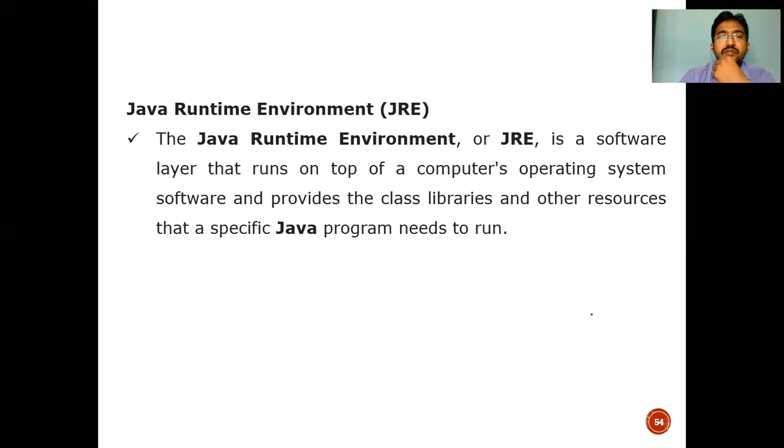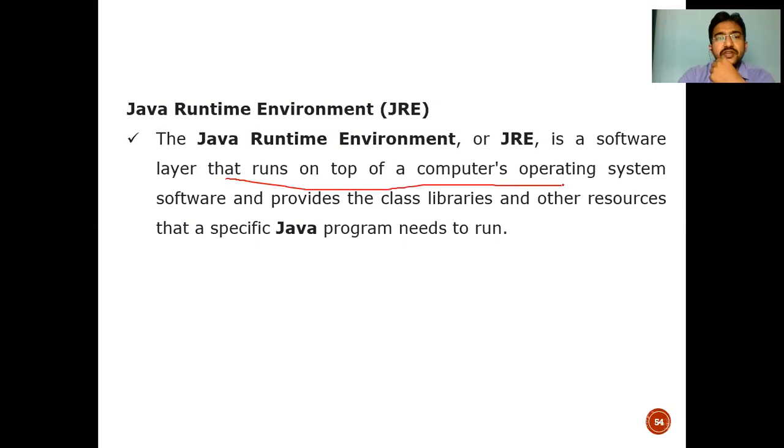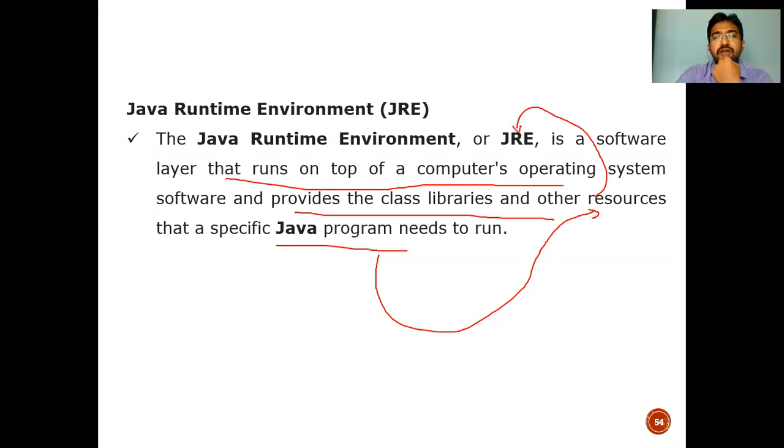The last component is the JRE, Java Runtime Environment. The Java Runtime Environment is a software layer that runs on top of the computer's operating system software and provides the class libraries and other resources that a specific Java program needs to run. The minimum resources required to run a Java program are taken care of by the JRE. JRE equals JVM plus the library classes.